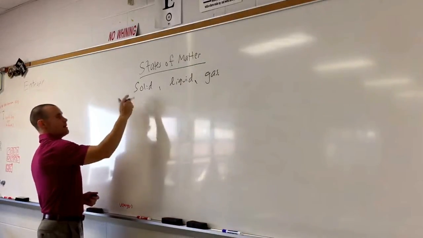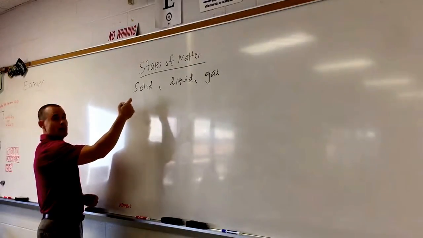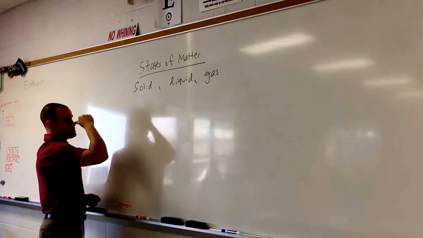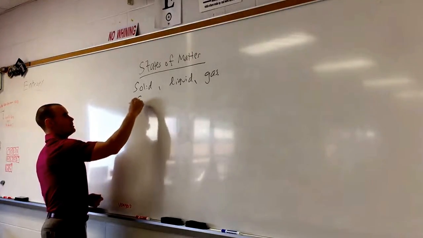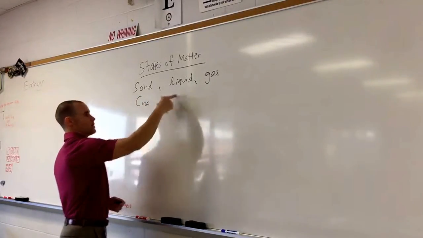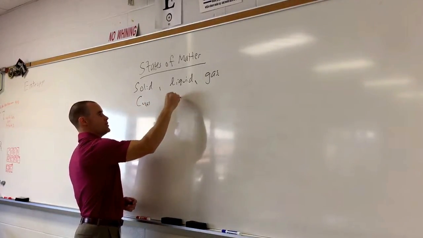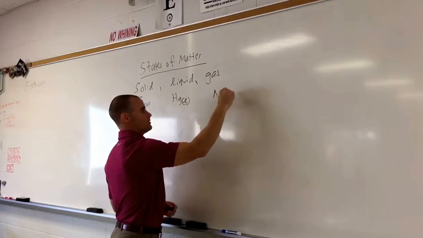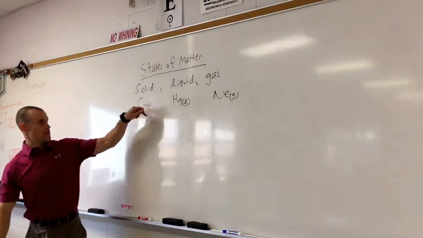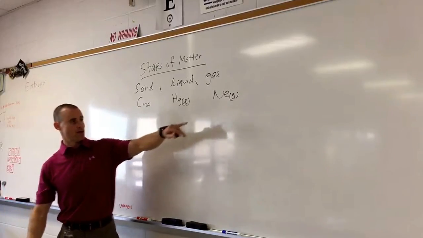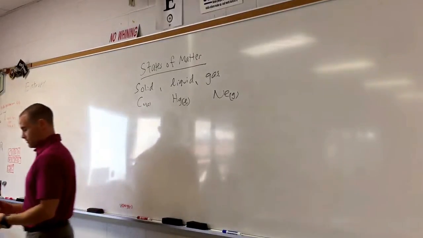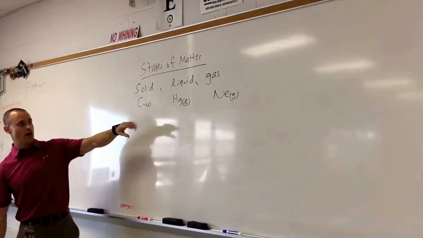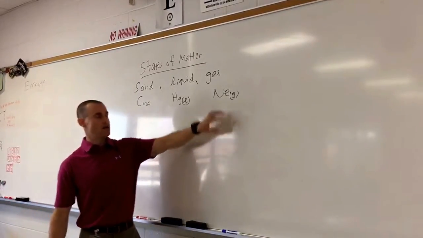Solids have the abbreviation of an S. So let's say we had Cu, solid copper. Liquid would be like mercury, Hg, little L. Gas, we'll say neon, little G. So little s means solid, little l means liquid, little g means gas. And then you could have compounds too, like solid water, H2O(s), H2O(l), H2O(g).